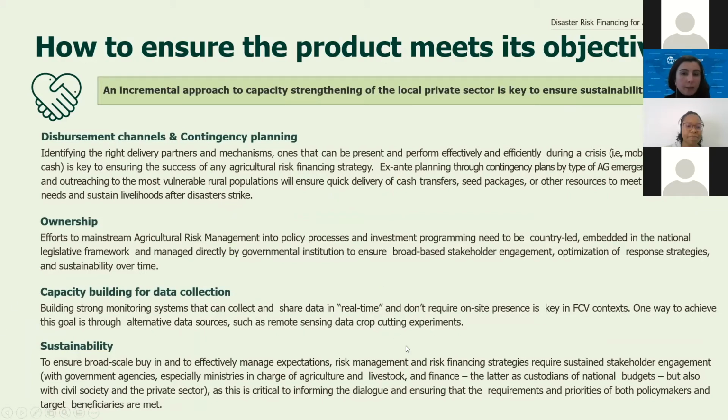How to ensure that this product that is still ongoing meets its objectives? Our finding, the most important one, is that an incremental approach is needed to strengthen the capacity of the government, the territorial governments, but also the local private sector. And by local private sector, I mean financial institutions and insurance companies, reinsurance companies, and even the insurance regulator. All this is key. This environment is key to ensure sustainability of the product.